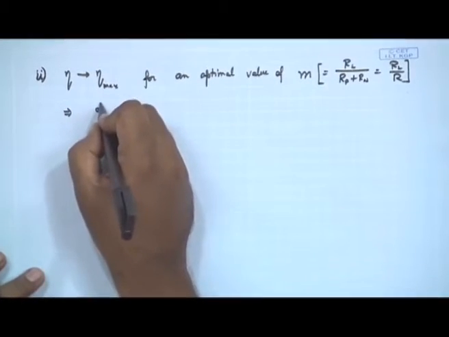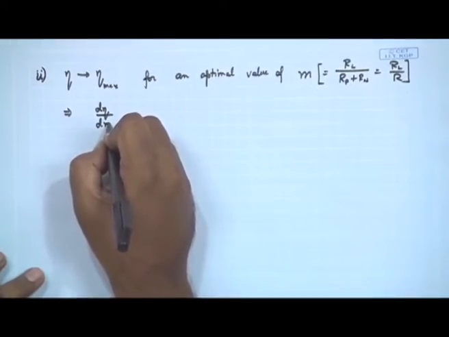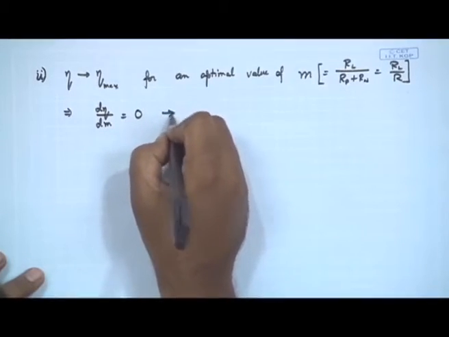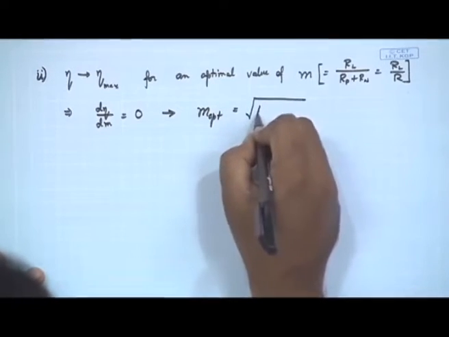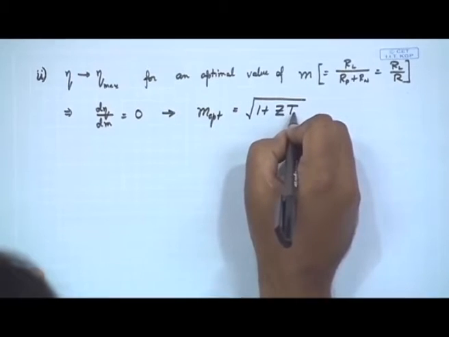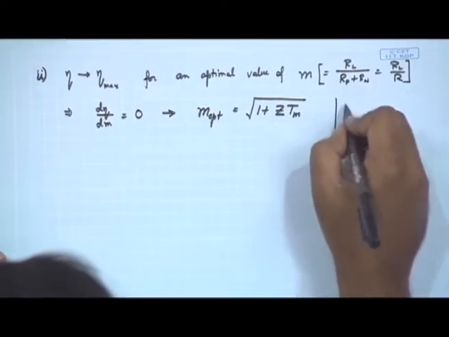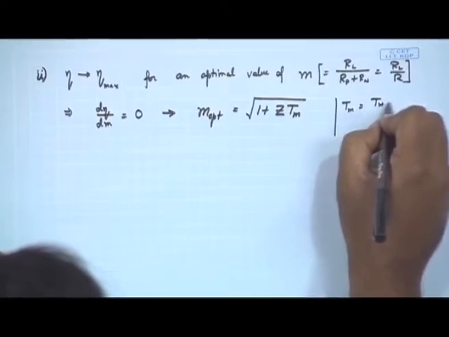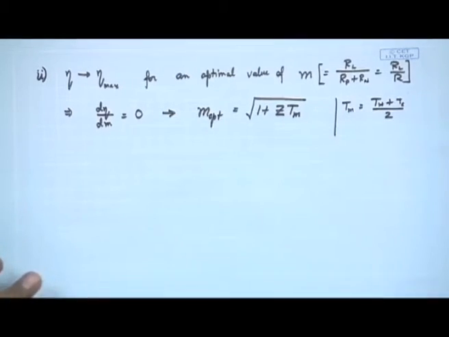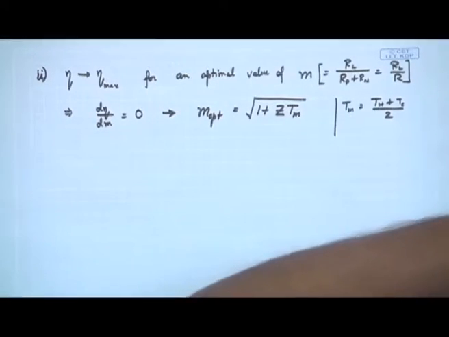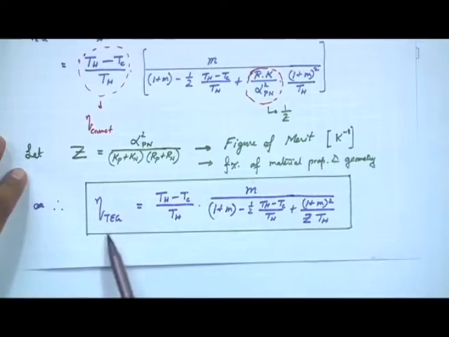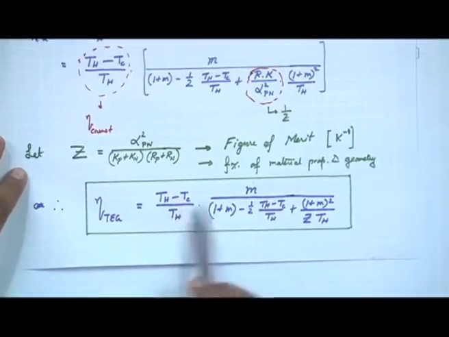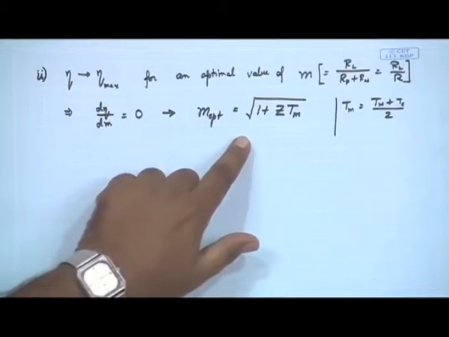So, let us do that. This will be a simple mathematical exercise. d eta dm equals 0 will give us m optimum equal to the square root of 1 plus z Tm, where Tm is the mean temperature, Th plus Tc by 2. It can be shown. Okay, you can do it as an exercise. You take the value of the efficiency which we derived here and just differentiate with respect to m. Okay, all these are constants, and you will get this expression.